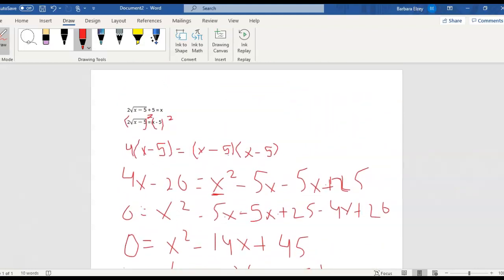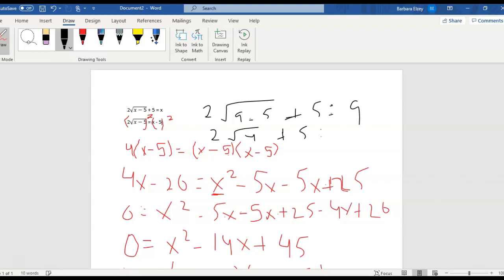We'll go back and check the 9 by putting it back up here. And I'm going to change colors just so we know it's the check. I'm going to put the 9 where the x is. So 2 times the square root of 9 minus 5 plus 5 equals 9. Is that x on the right? All right, so really that's 2 times the square root of 4 plus 5 equals 9.